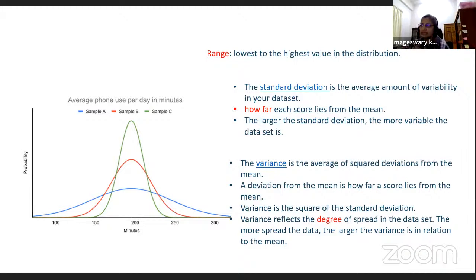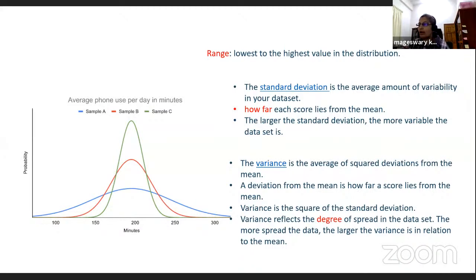Now variance and standard deviation, they are almost the same. The difference is, if you see here, standard deviation is how far each score lies from the mean, right? But for the variance, it's about the degree of spread. So the keyword for the standard deviation is how far. It's only how far. But for the variance, it describes the degree. If we say the variance is higher, that means the degree of differences is higher. Okay, right.